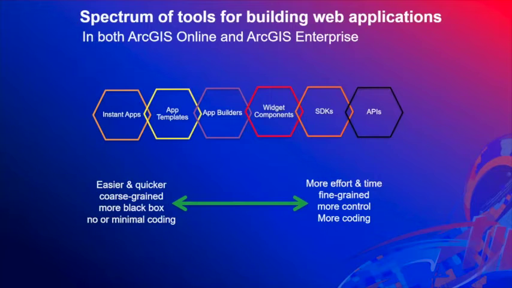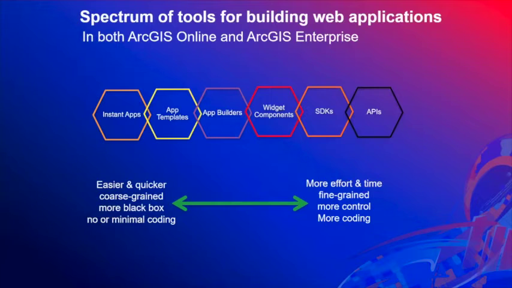We can start with something that is no code. That would be instant apps and app templates. These are easier and quicker to use, no coding to minimal coding. For example, story maps. You simply plug in your web map, data, content, picture, and you're ready to go, creating incredible applications within minutes.